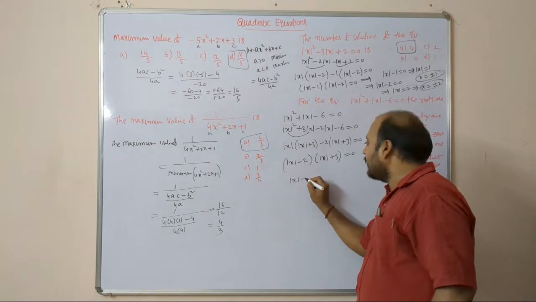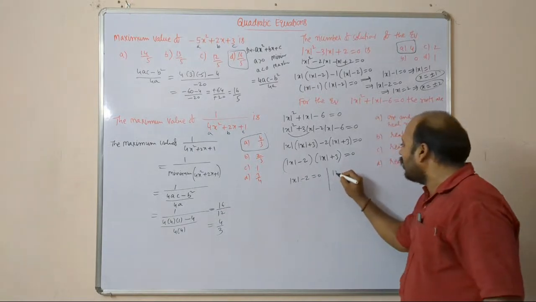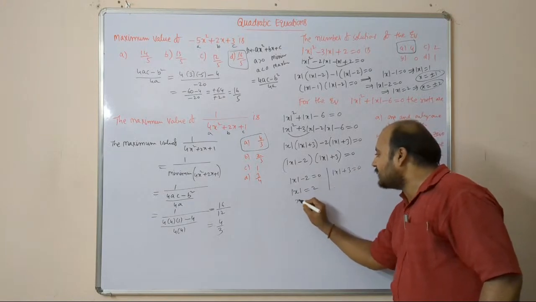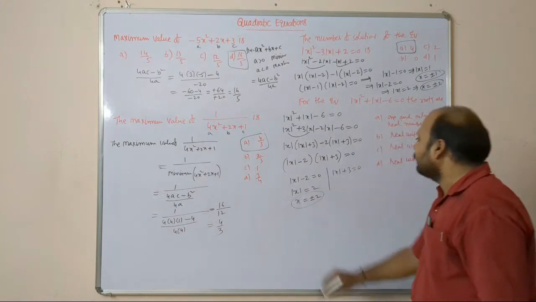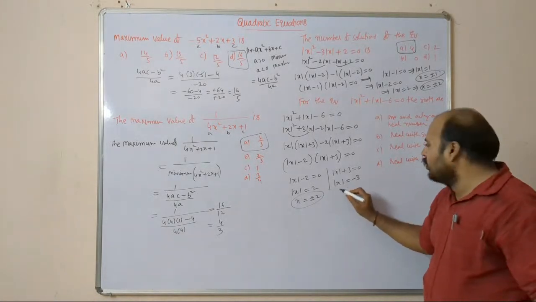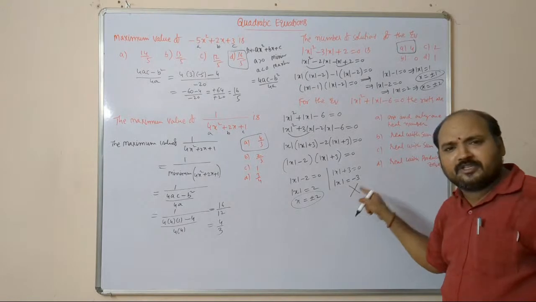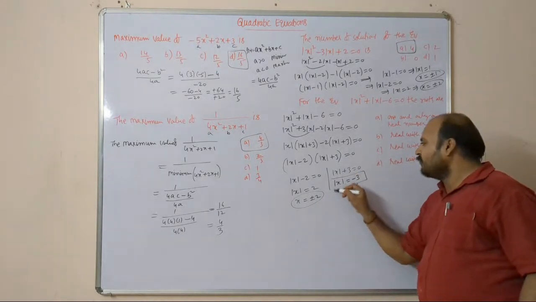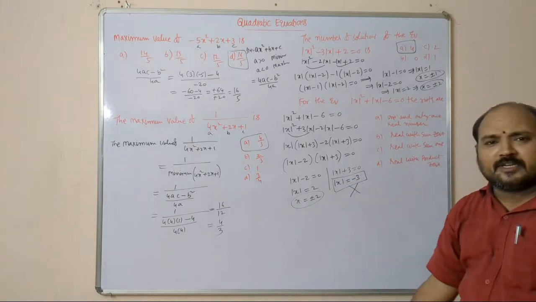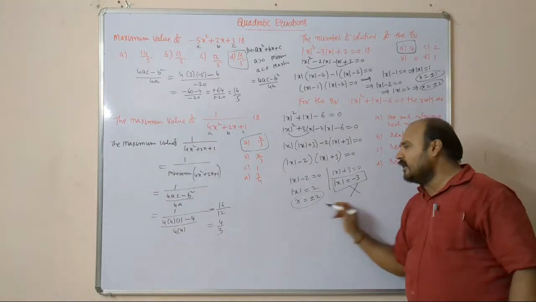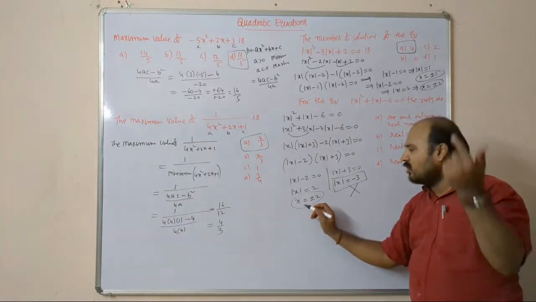So mod x minus 2 equal to 0 and mod x plus 3 equal to 0. Mod x is equal to 2, x equal to plus or minus 2. Next, mod x is equal to minus 3. Mod x value is never negative. You keep in mind, dear students, this one. Whenever I am stressing the word, you can keep in mind. Mod value is never negative. So mod x is equal to minus 3 is not valid. So what are the possible values? X is equal to plus or minus 2.